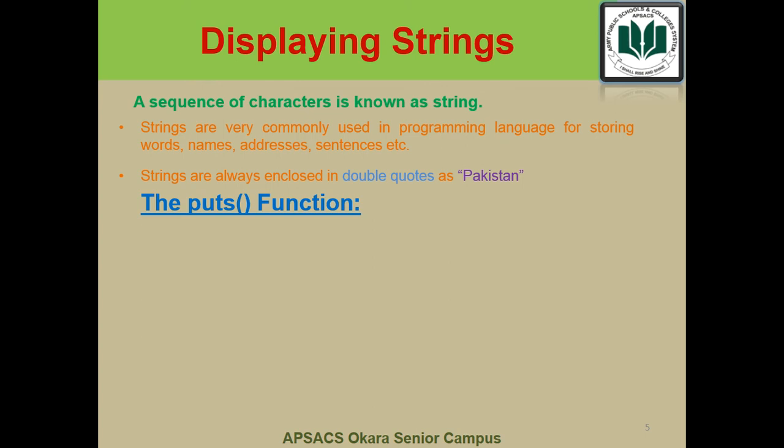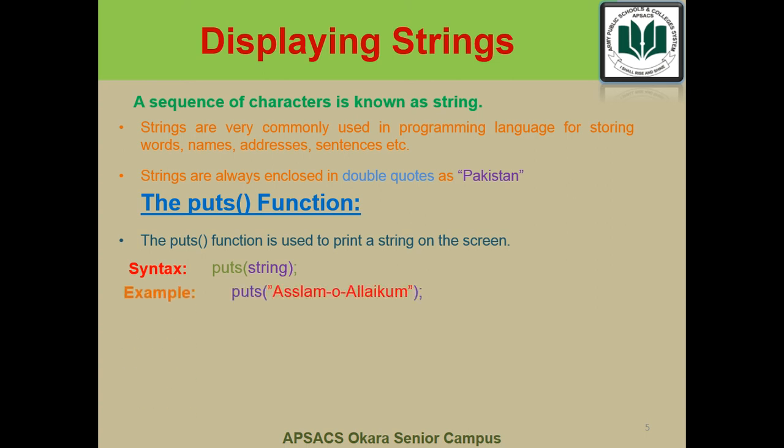So the puts function is used to display the string. The puts function is used to print a string on the screen. The syntax of the puts function is very simple: puts and then the string, enclosed in the parentheses. Example: puts("assalamu alaikum"). I have enclosed assalamu alaikum in double quotation marks, and in the parentheses as well at the same time. After that, I have entered the semicolon or statement terminator, you can say.